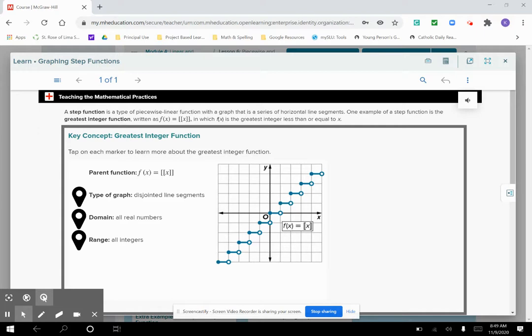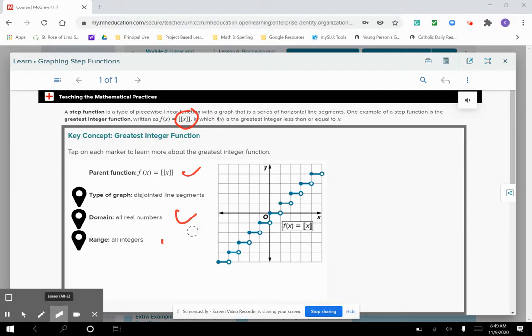And notice, I want you guys to notice something: you see x is in brackets. So this is your next one, your greatest integer function, which is kind of part of the step function. A step function is a type of piecewise linear function with a graph that is a series of horizontal line segments. And one example is the greatest integer function. So the graphs are disjointed, the domain is all real numbers, and the range is all integers.